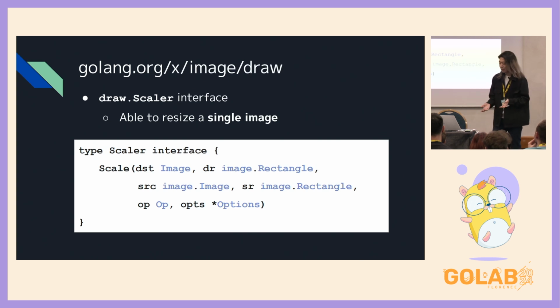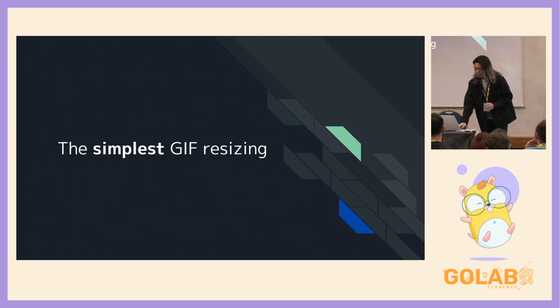Additionally, the golang.org/x/image/draw package provides the draw.Scaler interface, which is essential for resizing images. The draw.Scaler interface allows you to resize a single image to a specified size. By implementing this interface, any kind of struct can resize images, which can be crucial when working with GIFs, especially when you scale individual frames. And the draw package has structs that implement this interface.